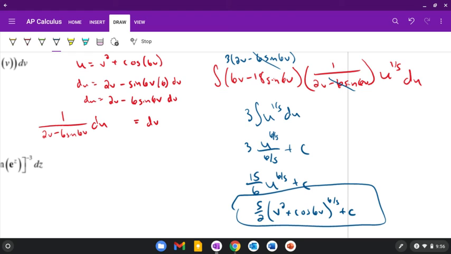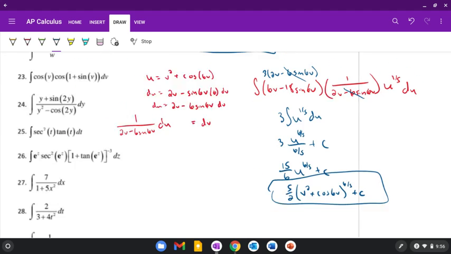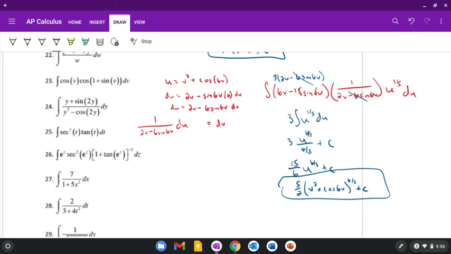So as you can see, once you get the hang of this, it does just take repetition and practice, and you will get the hang of it. I think we'll go ahead and stop there.